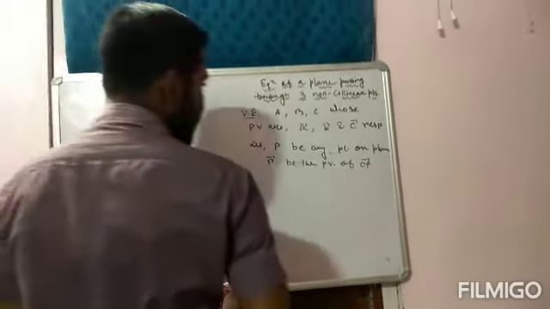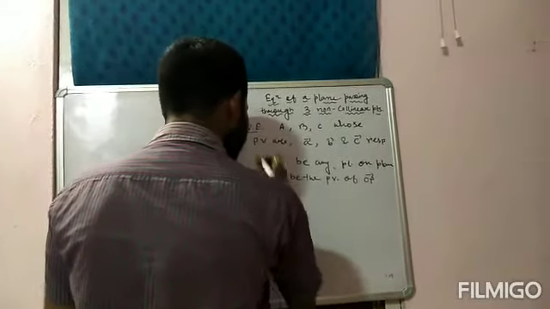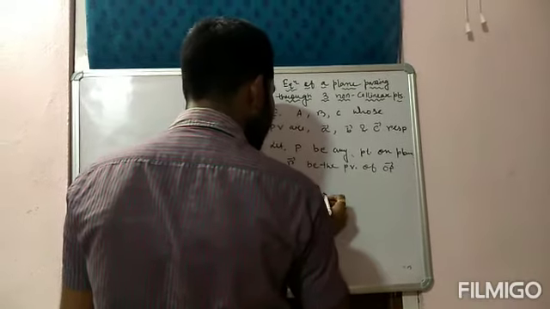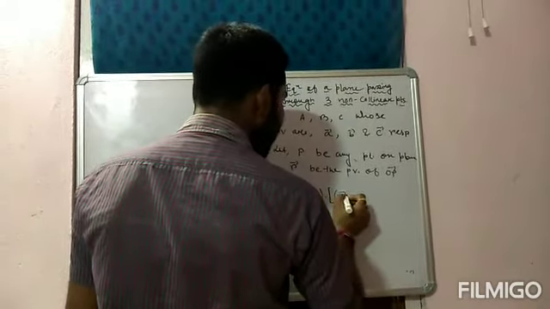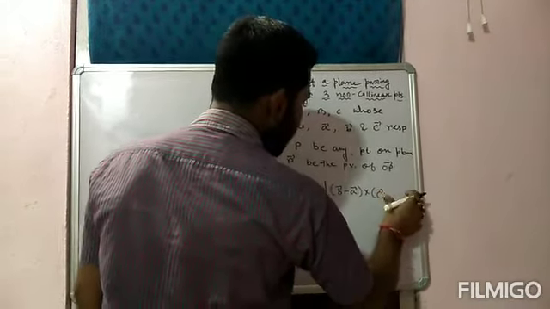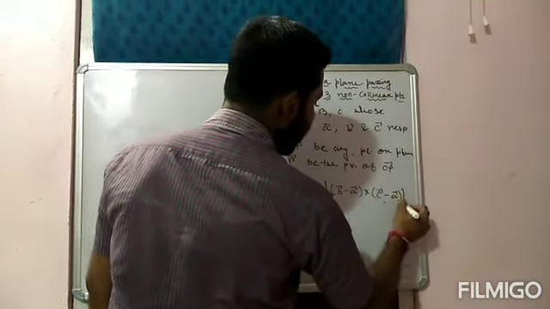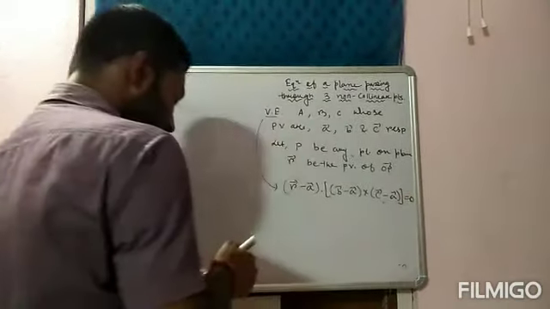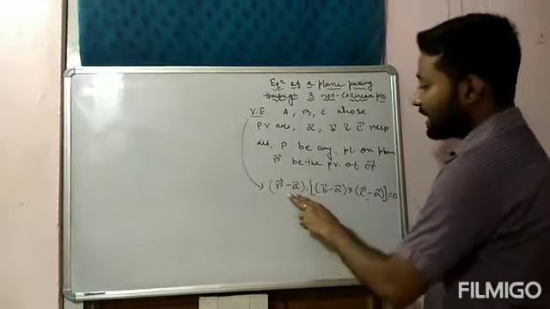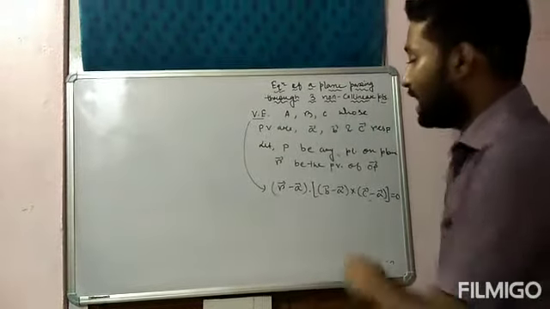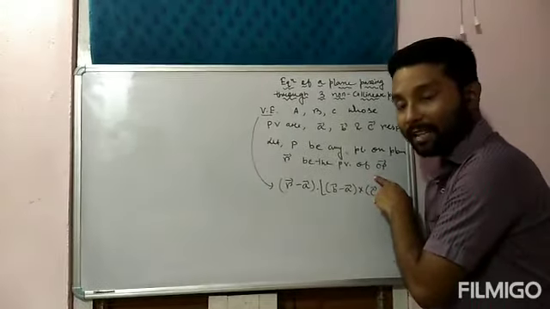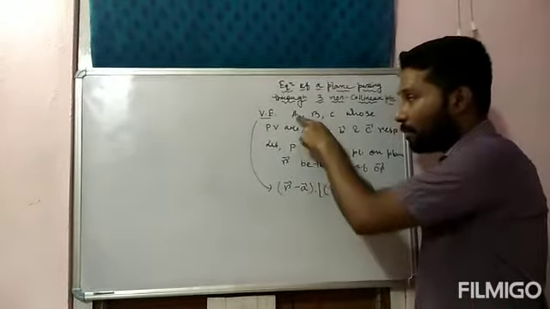Then the vector equation is r bar minus a bar dot b bar minus a bar cross c bar minus a bar is equal to 0. This is the vector equation of the plane passing through three non-collinear points: r minus a dot b minus a cross c minus a. R bar is the position vector of OP bar, where P is any arbitrary point on the plane. A bar is the position vector of the point A.